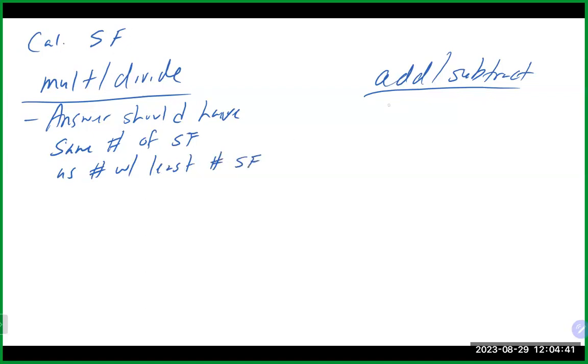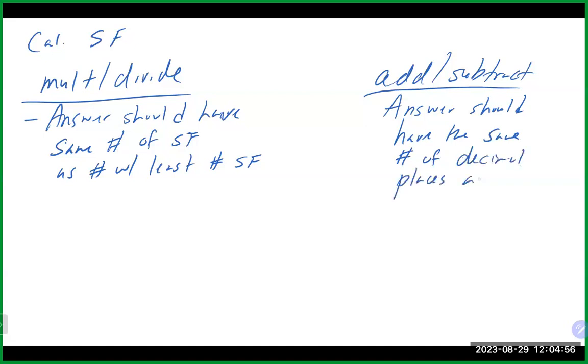When we add and subtract, the answer should have the same number of decimal places as the number with the least number of decimal places. So in one case we look at sig figs, in the other case we look at decimal places. They are both the least because that is your worst measurement, frankly, in that group. And your overall calculation is only as good as your worst measurement, pretty much.